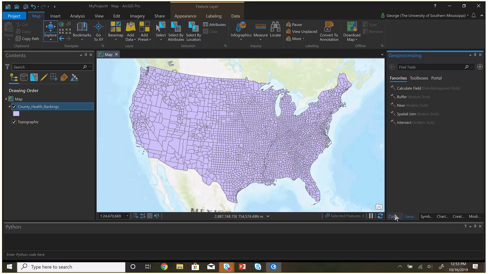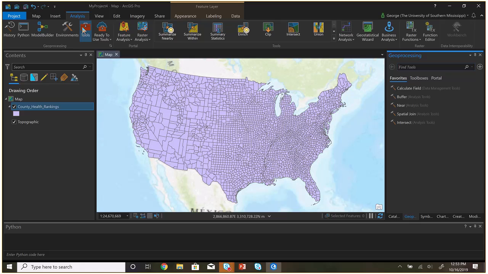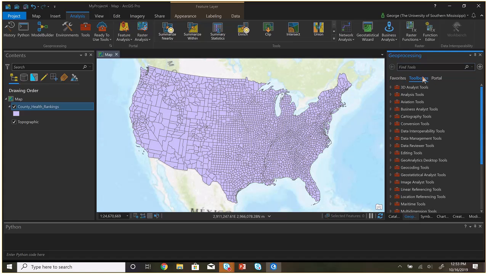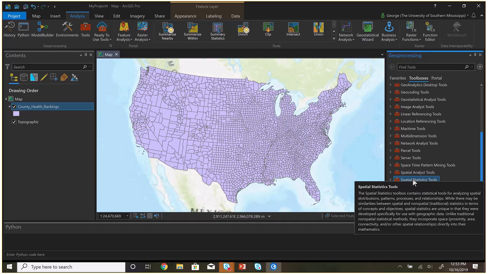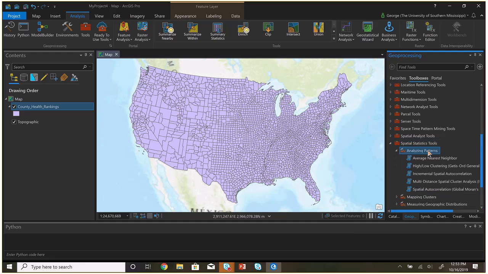There are a number of tools. Let me open up the toolboxes. They're all under the spatial statistics tools, and we talked about a few of these last week. The average nearest neighbor. We're going to talk about a few of these in just a second.